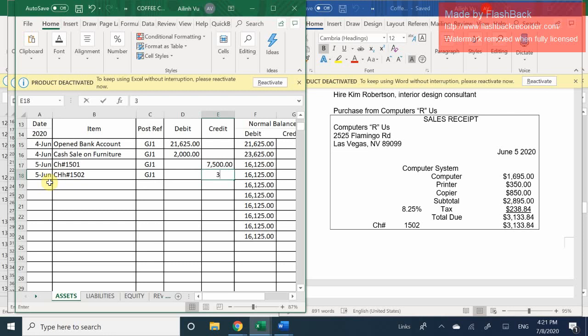So if I paid out another check for what is it? 3133.84? Yes. Okay. If my balance right now is 16,125 and I'm subtracting 3133.84, what is my new balance? Oh, I'm on the wrong sheet. Oh, here it is. Okay. 12,991.16. Good. Yep.